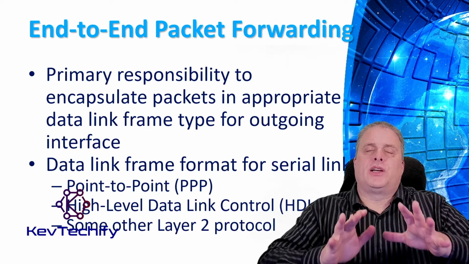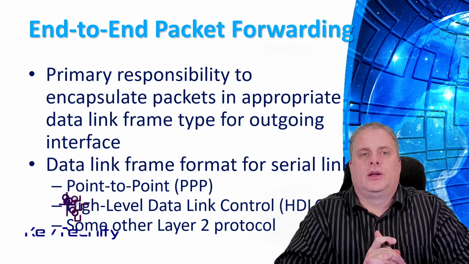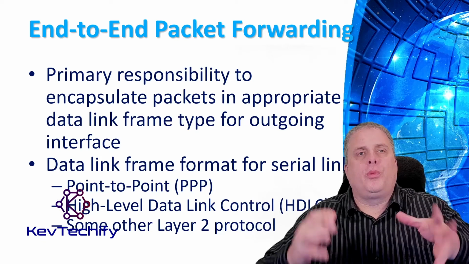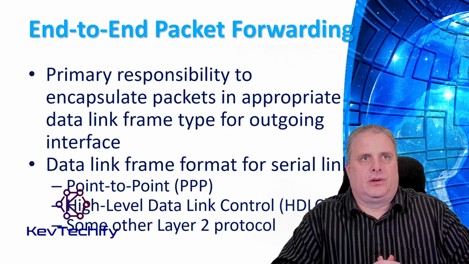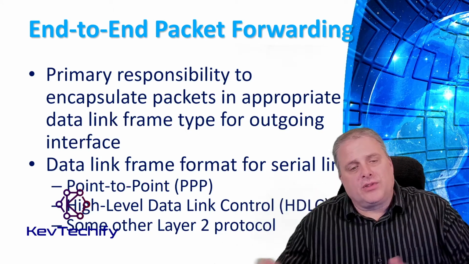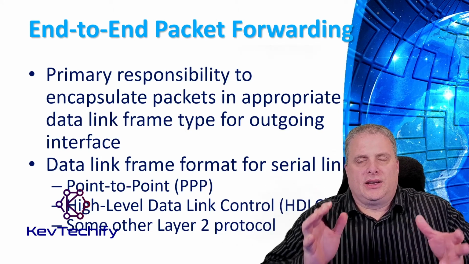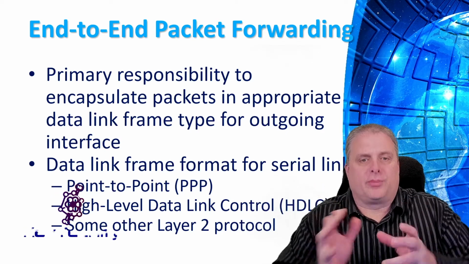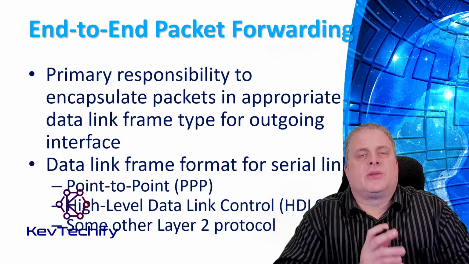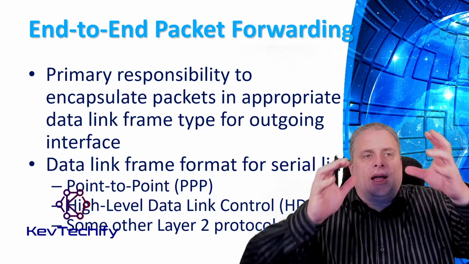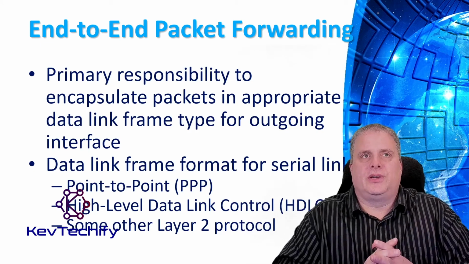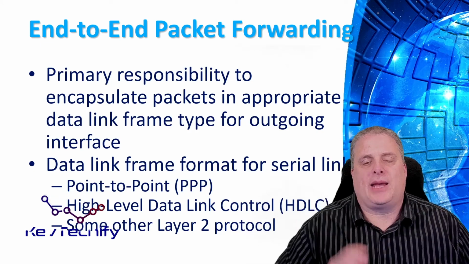The primary responsibility of the packet forwarding function is to encapsulate packets in an appropriate frame type for the outgoing interface. There are several examples we can use here, for a serial interface of the proper format, point-to-point, HDLC, or some other layer 2 protocols. But to get that end-to-end packet forwarding, that primary responsibility of the packet forwarding function is to encapsulate those packets.